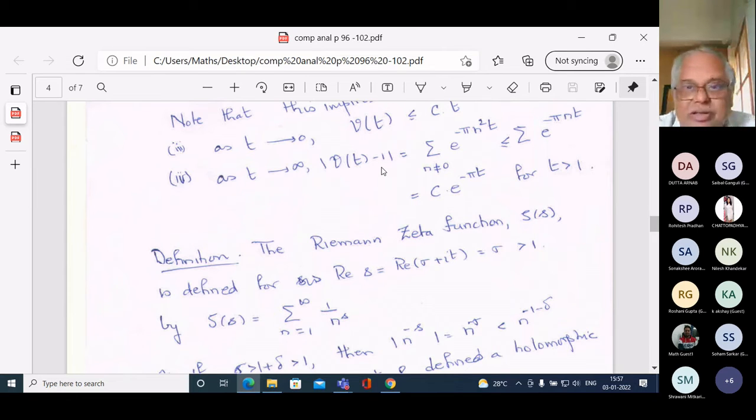So I hope you understand that theta t minus 1 is less than or equal to that, and this quantity is equal to this thing. I'm not saying that theta t minus 1 is equal to c times e raised to minus pi t. What I mean is you should read the entire line and conclude that theta t minus 1 is less than or equal to c times e raised to minus pi t for some constant c. Okay. Very good.